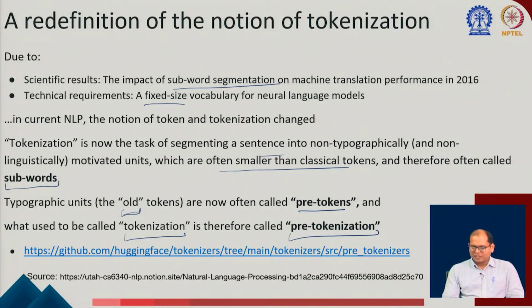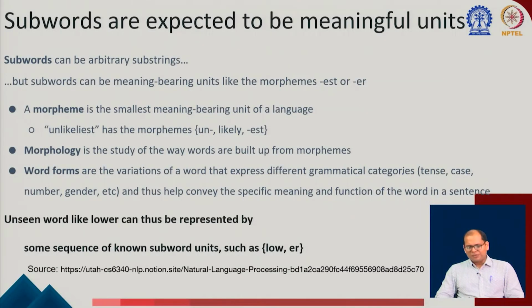Pre-tokenization is typically very similar to a white space tokenizer, and pre-tokens are nothing but your normal tokens. But then we do something else with the deep learning architecture. What are these subwords? You can expect them to be meaningful units, like morphemes. Morphemes are typically the smallest meaning-bearing units in language. If you see the word unlikeliest, you will have the morphemes un, likely, and est. So there will be 3 morphemes in this word.